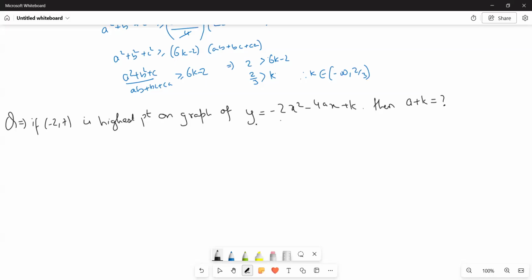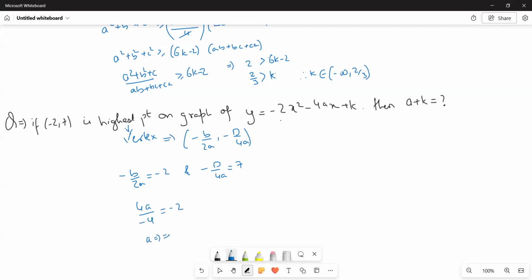So it's a downward opening parabola. The highest point on this would be the vertex. And how do we find the vertex of a parabola? Minus b by 2a comma minus d by 4a. So minus b by 2a is minus 2 and minus d by 4a is 7. So plug in the values, minus b becomes 4a by minus 4 is minus 2, so that will give us a as 2.